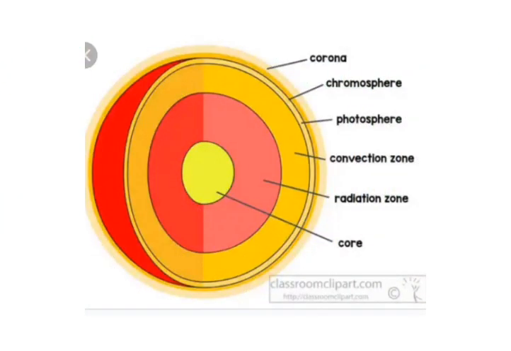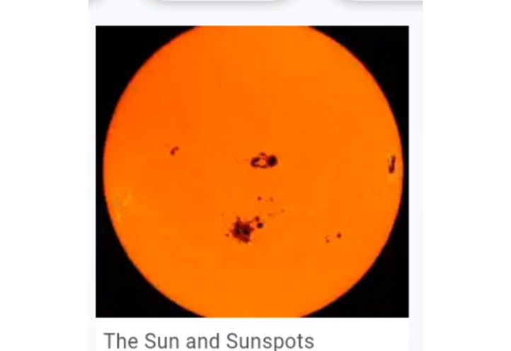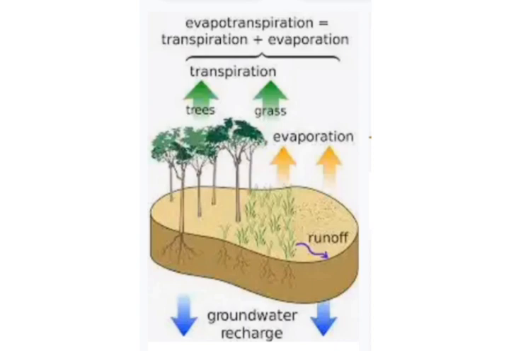All right, guys, this is an example of the sun and its layers, an example of sunspots. You can see the dark speckles or the spots on the layer of the sun called the photosphere. You can also see one of the causes of the increase of sunspot numbers, such as solar flare and coronal mass ejection. And you can also see how it affects the rate of evapotranspiration. Let's continue with the lecture.